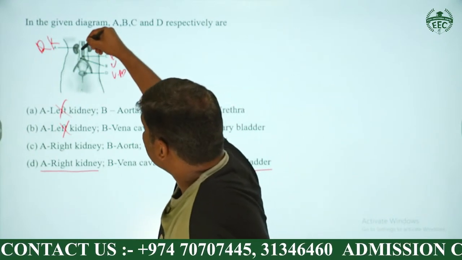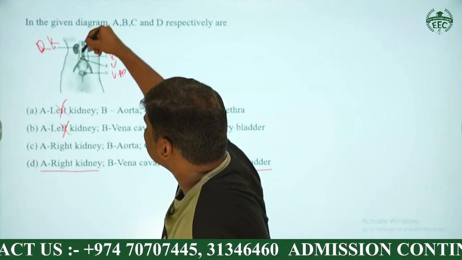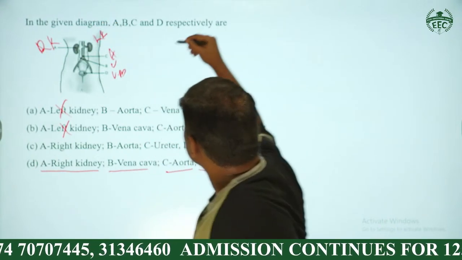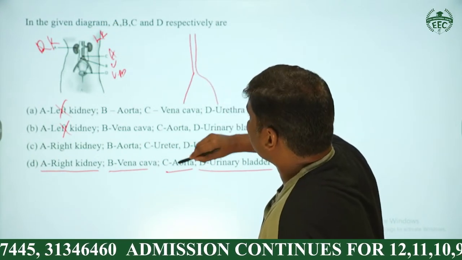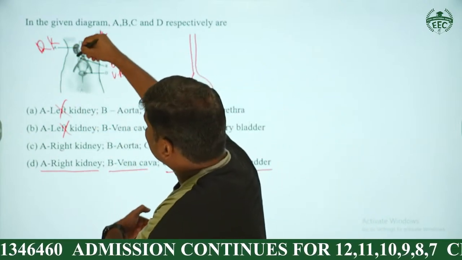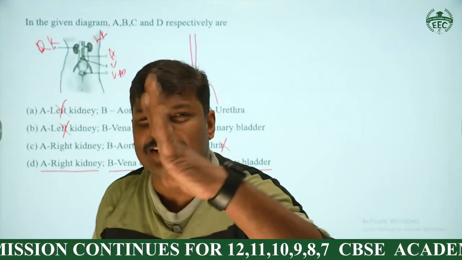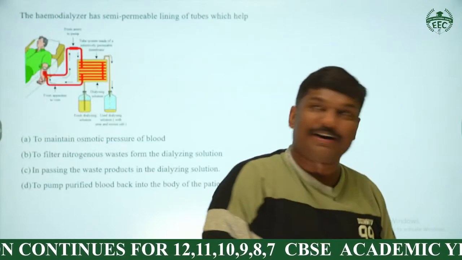and B is the vena cava. There are two different types of blood vessels here. One is called vena cava, the other one is aorta. Aorta, my dear students, has this type of shape, and at the back side of the aorta is the vena cava. This picture is exactly in the textbook, you can refer to it, my dear students.